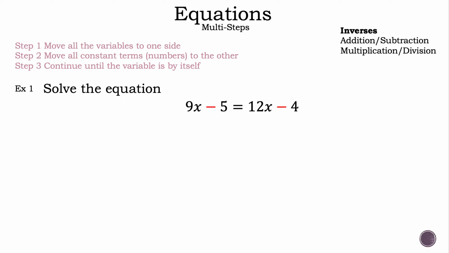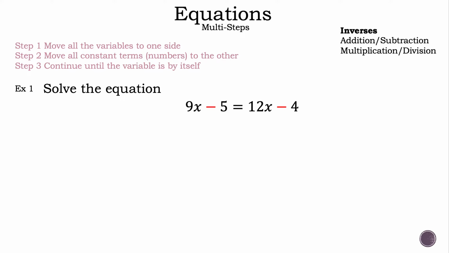The steps are: step 1, move all the variables to one side. Step 2, move all constant terms or numbers to the other. Step 3, continue until the variable is by itself. Let's talk about the inverses. The inverse of addition is subtraction and vice versa, and the inverse of multiplication is division and vice versa.